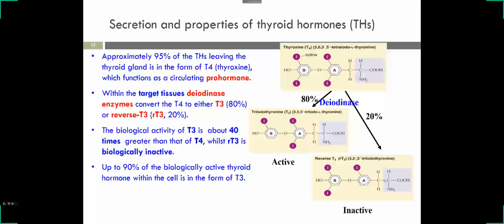Now remember, I mentioned to you, why do we use a prohormone? What's the purpose of it? Well, it's because the half-life of T4 is 6 to 8 days, while that of T3 is only 1 day. So immediately you can appreciate the importance of having a prohormone.